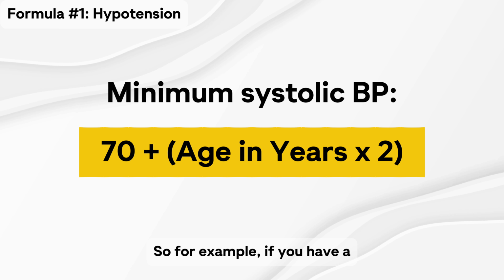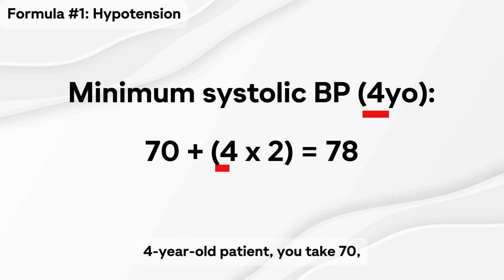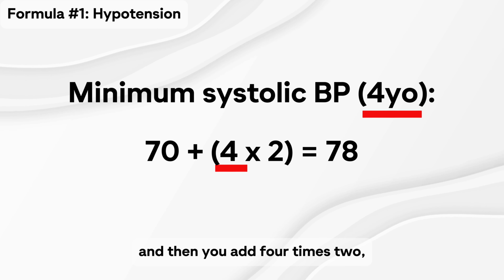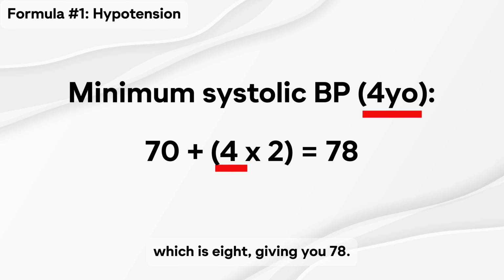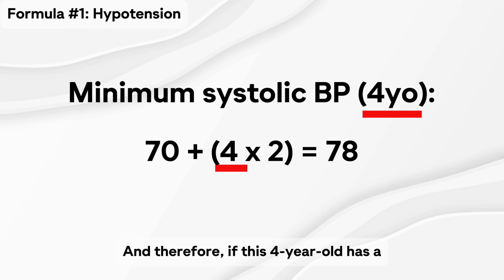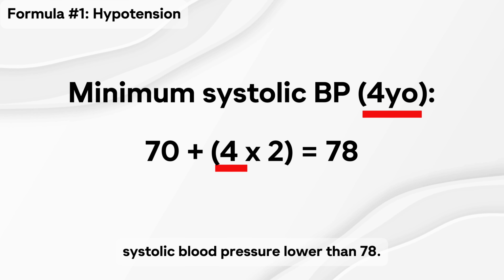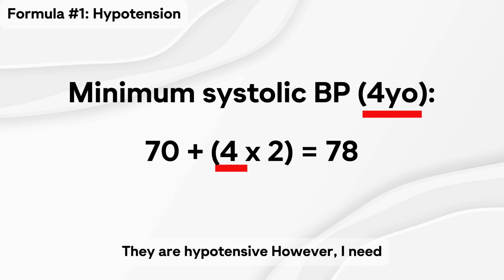So for example, if you have a 4-year-old patient, you take 70 and then you add 4 times 2, which is 8, giving you 78. And therefore, if this 4-year-old has a systolic blood pressure lower than 78, they are hypotensive.